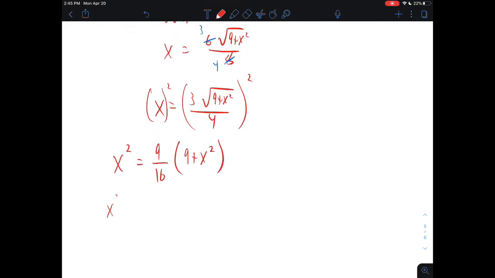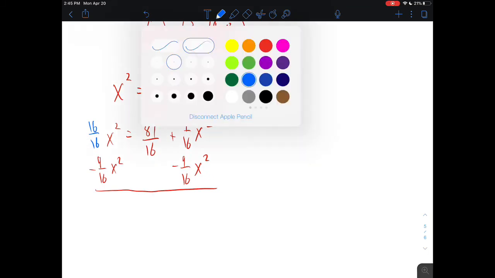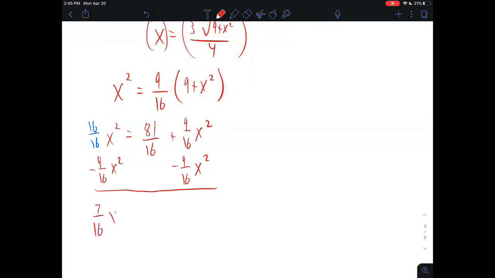So distributing, x squared equals 81 over 16 plus 9 over 16 x squared. I'm going to subtract 9/16 x squared from both sides. So I have 1 times x squared minus 9/16 times x squared. Instead of writing 1, I'll write the same thing as 16 over 16. So 16 over 16 minus 9 over 16, that's 7 over 16. So 7 over 16 x squared is equal to, and I had 81 over 16 before.